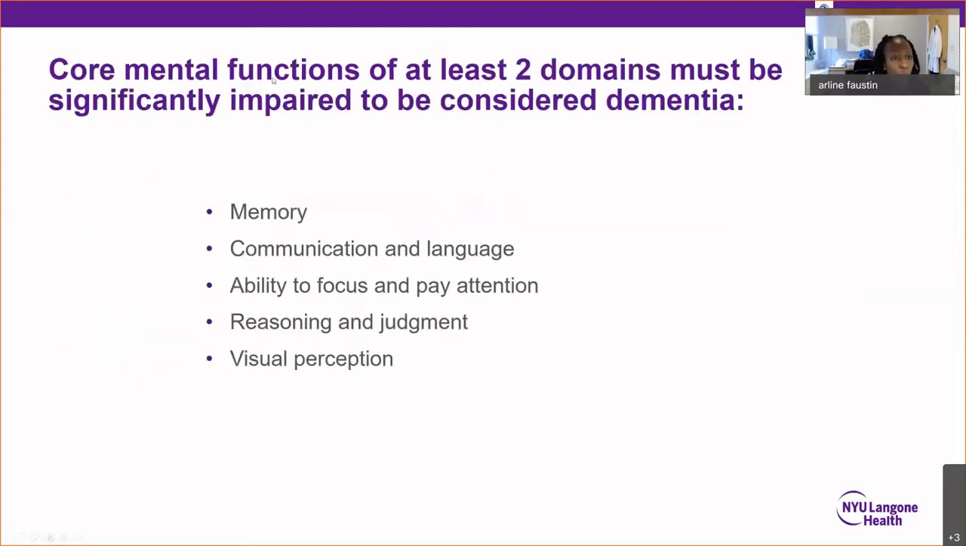So of the core mental functions, they're listed down here. They are memory, communication and language, ability to focus and pay attention, reasoning, judgment, and visual perception. These are the aspects of mental functions that we look at to see if they're impaired, and we evaluate them in order to determine if someone has any level of cognitive decline. At least 2 of these domains must be significantly impaired for that person to be considered to have dementia.